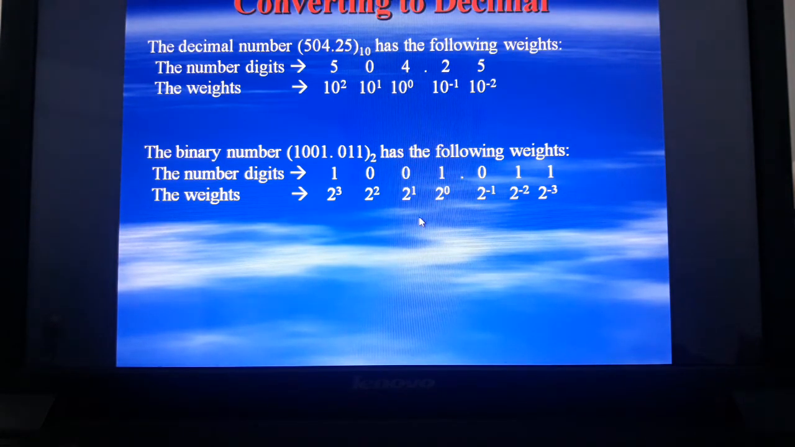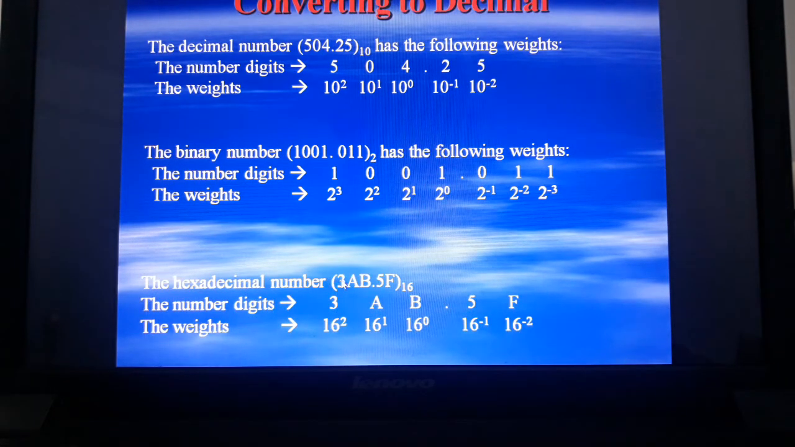Now, the hexadecimal number we have an example of 3ab.5f. Of course, the 16 here denotes that the number is in a hexadecimal system. If we start from the hexadecimal point, to the left of it, we have b, which has a weight of 16 to power 0. Why 16? Because we are dealing with hexadecimal system. The a has 16 to power 1, the 3 has 16 power 2, and so on. If we have another numbers, will be 16 to power 3.